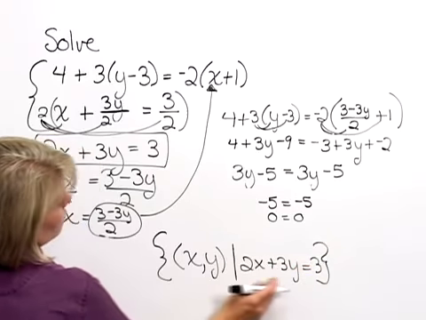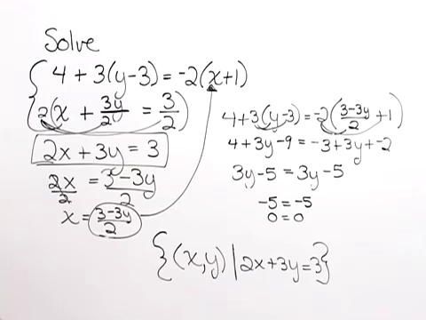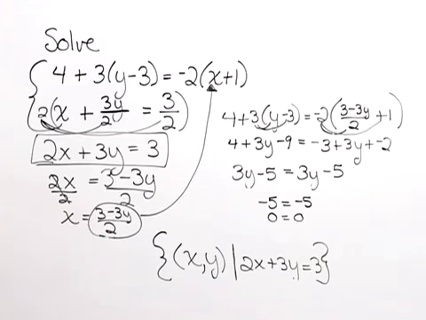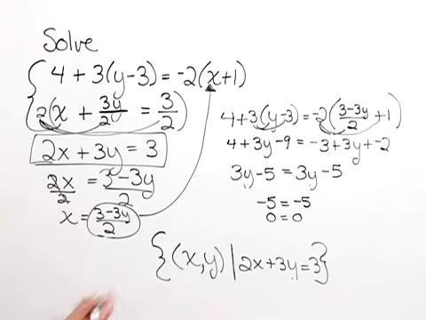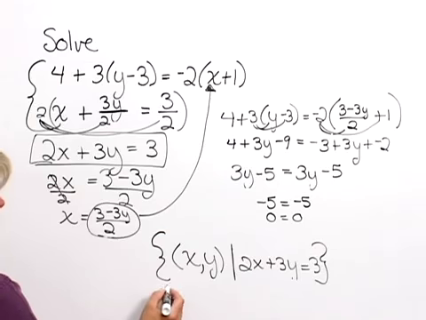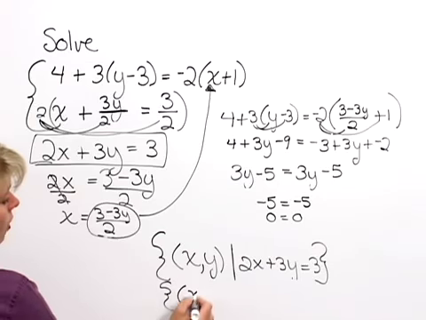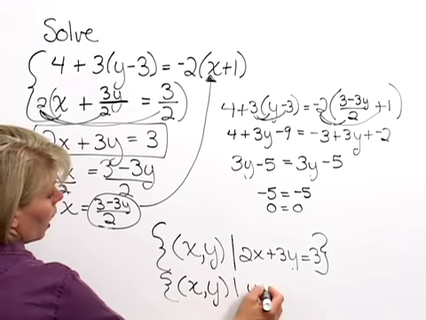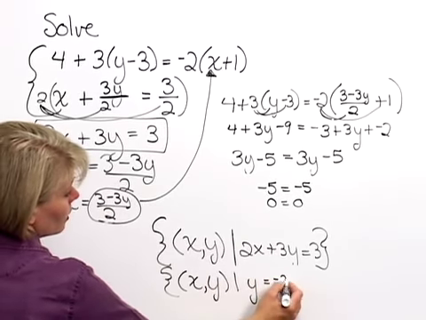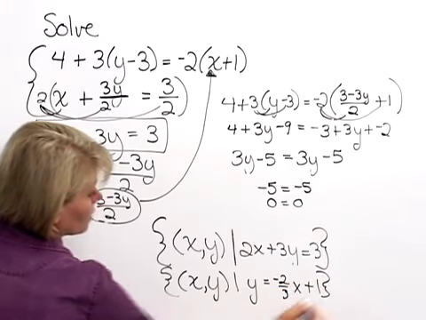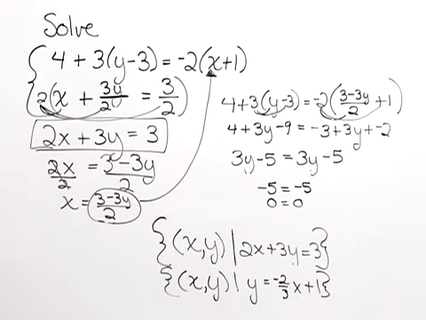You can also use the slope-intercept form of the line in this place right here of your set builder notation. What that would look like if we wrote this so that this was in slope-intercept form would be the set of all ordered pairs (x, y) such that y equals negative 2/3 x plus 1. Either of these would be fine for your answer.